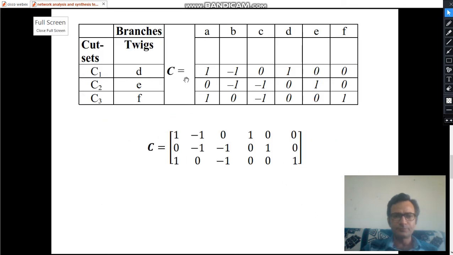So cut set 1, D in the same direction, A in the same direction, B in the opposite direction. Remaining branches are not incident upon this cut set 1. Cut set 1 is associated with twig D. Okay, so corresponding to this twig D, there will always be a +1 element.